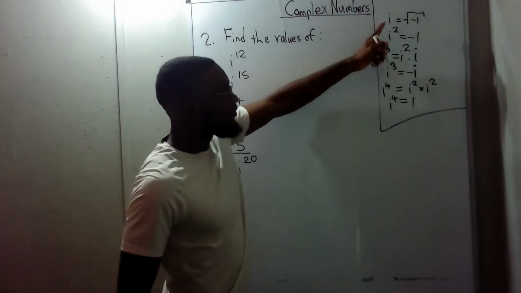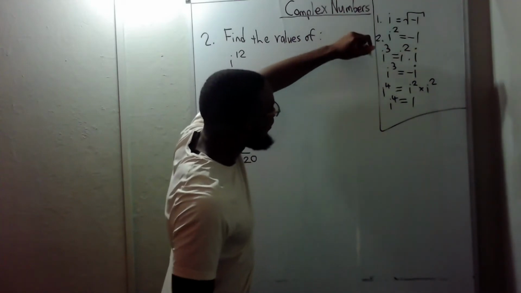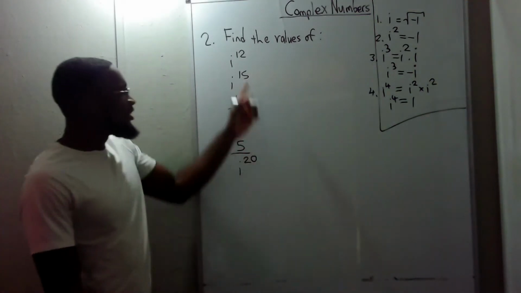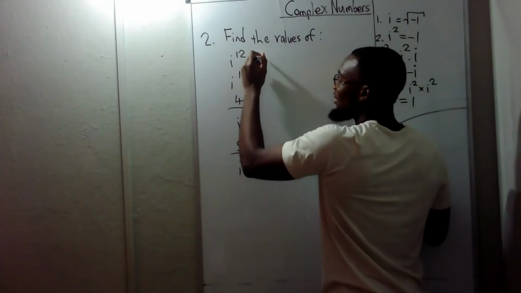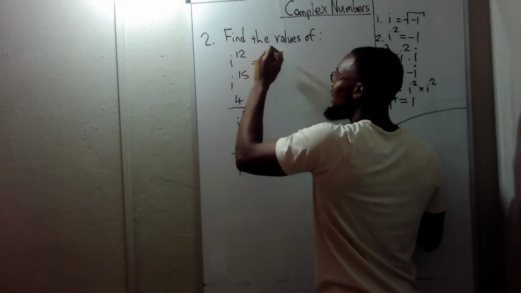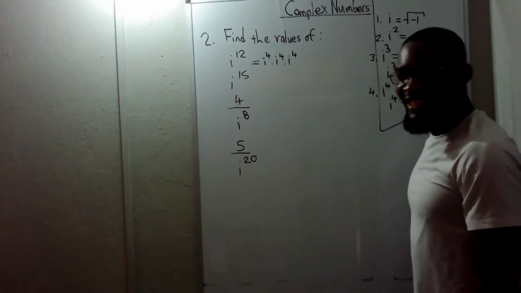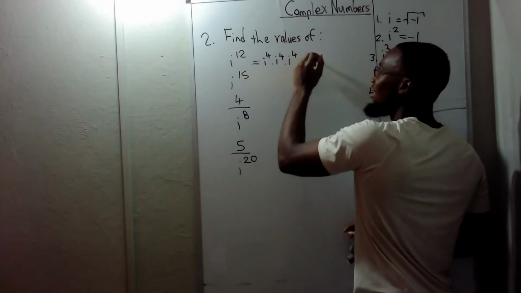Once you remember these 4, 1, 2, 3, 4, you're good. So look at this. i to the 12 is what? i to the 12 is i to the 4 times i to the 4 times i to the 4, by laws of indices. Beautiful. So this is just 1 times 1 times 1.